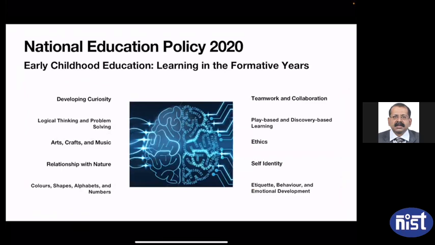So the whole focus of all this learning, the outcomes will be to develop curiosity in the child, to have logical thinking and problem solving. Arts, crafts and music, there would be an introduction to this. Relationship with nature. So that means there will be outdoor trips for the children, where they can interact with nature and see different things in natural surroundings. Color, shapes, alphabets and numbers.